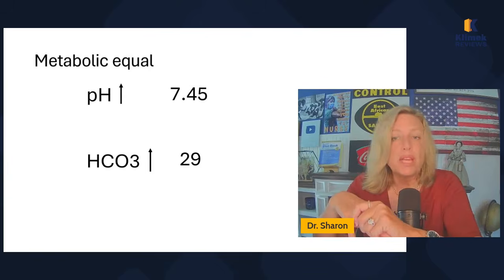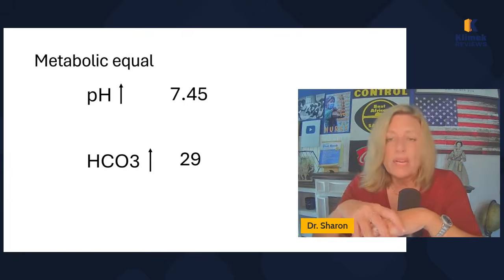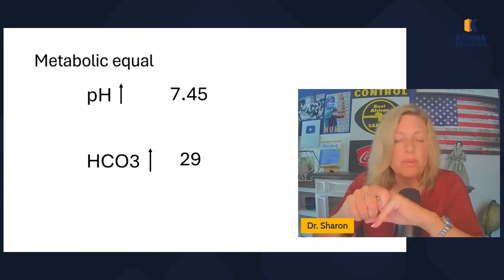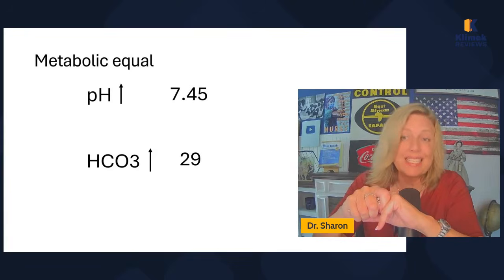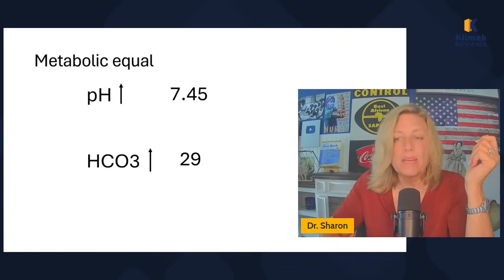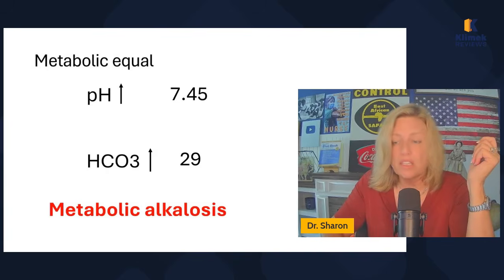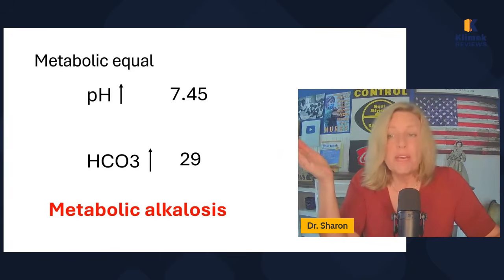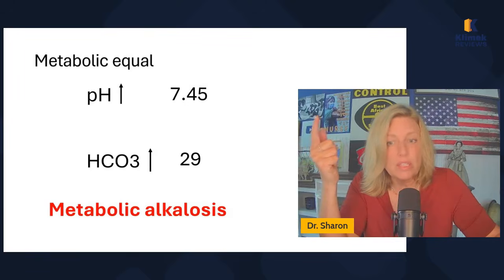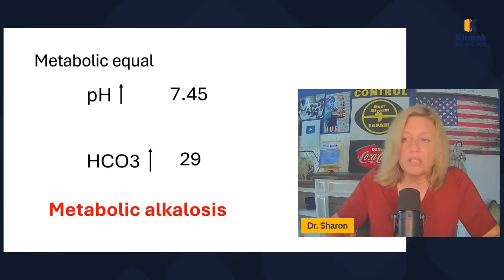Then metabolic is equal. That means the pH and the bicarb are both going in the same direction. I don't know why I said 7.45 there, because 7.45 is normal. So let's pretend it says 7.47. Okay, 7.45 is normal. Let's say 7.47, and the bicarb is up. So we know it has to be metabolic. 7.47 is up. That's alkalosis, and bicarb is up. So it's metabolic alkalosis.